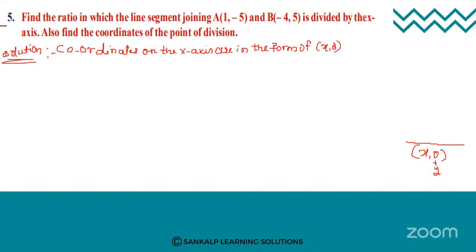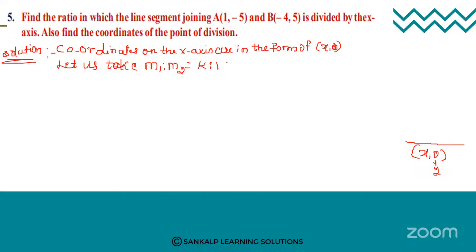Next, here they have not given us any ratio, right? So let us take m1 is to m2 as k is to 1. So the line is divided in the ratio k is to 1. For our reference, we'll take it as k is to 1.